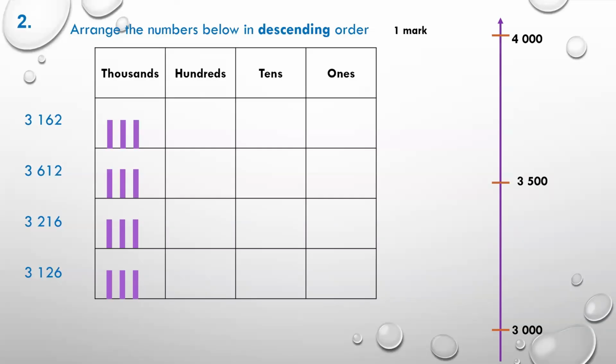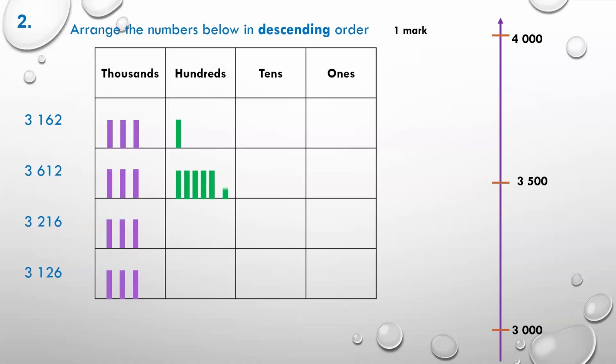So now we've finished with the thousands. Didn't give us too much help. Let's go look at the hundreds. So in the first number, 3,162, how many hundreds are there? There's 1 hundred. What about in the second number? There are 1, 2, 3, 4, 5.